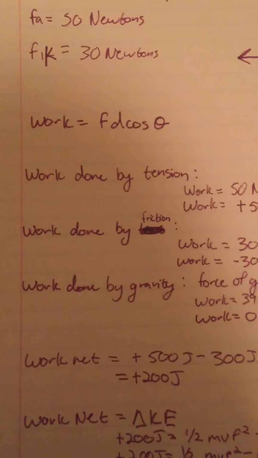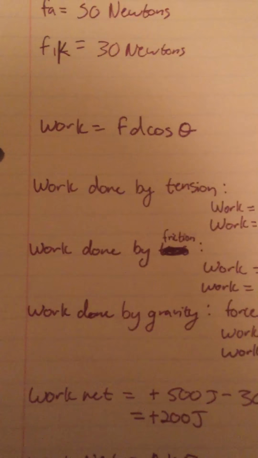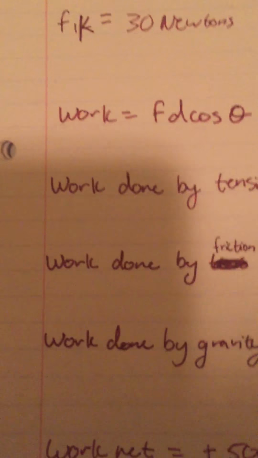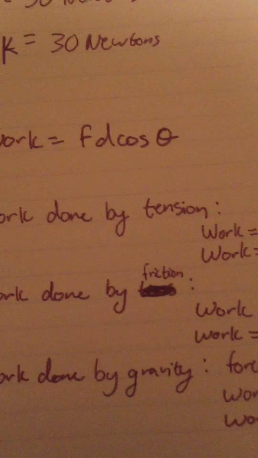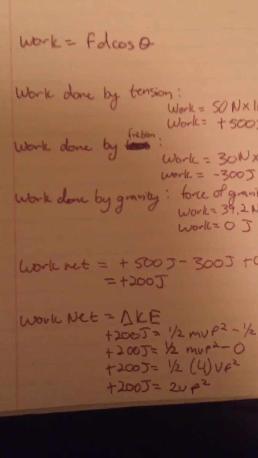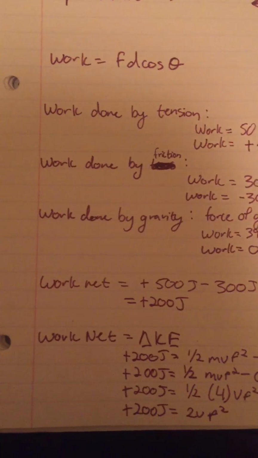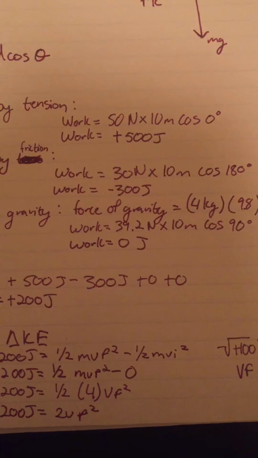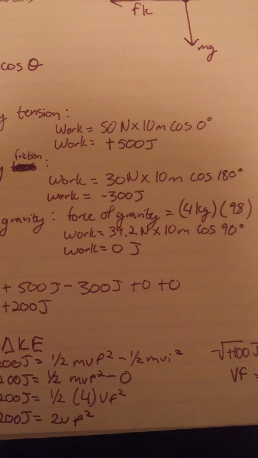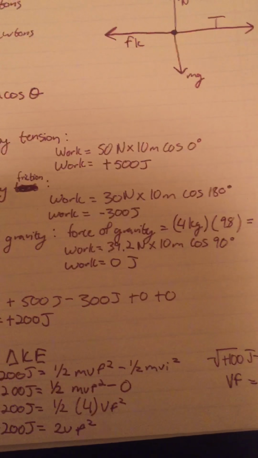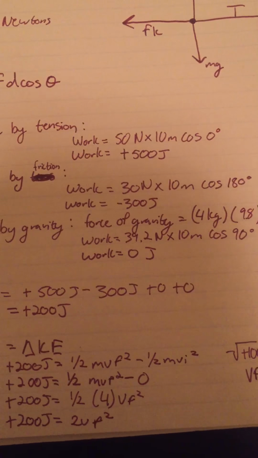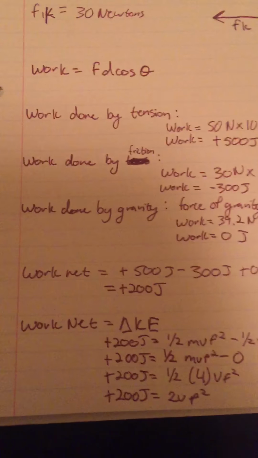So we start off by using the work force equation, which is right there. And I figured the work done by tension is, we figure out that work equals 50 newtons times 10 meters times cosine 0, which gives you a work of plus 500 joules. And that is for work by tension.